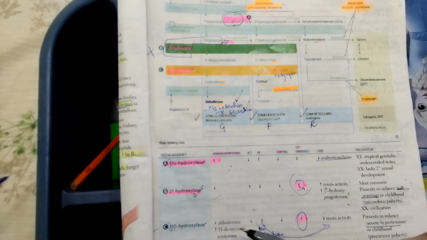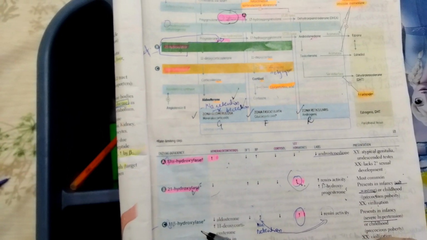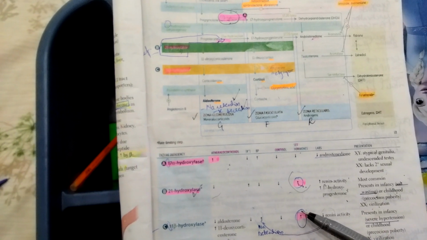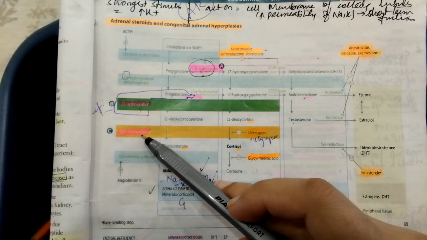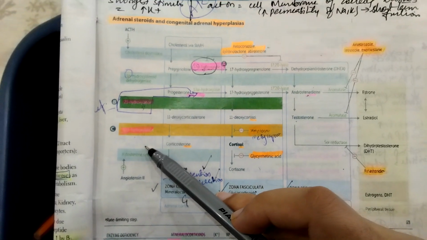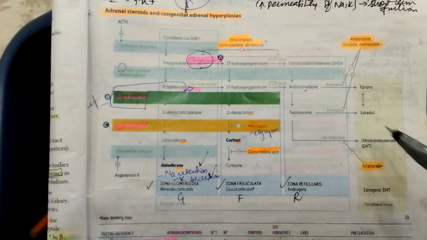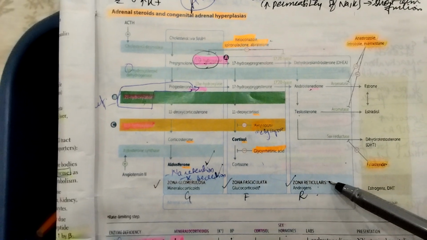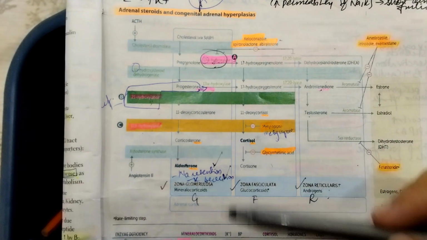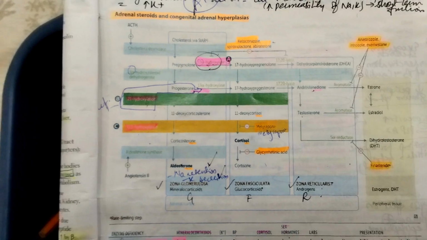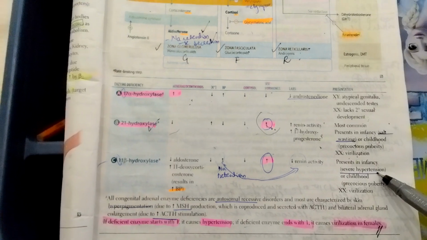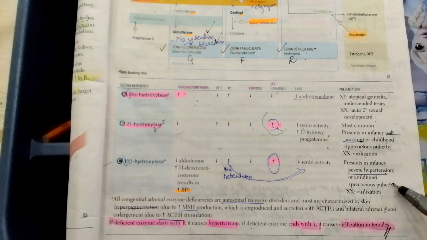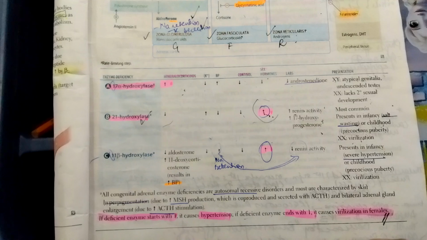So the next enzyme is 11 beta hydroxylase. In this also only the sex hormones will be increased, all others will be decreased. How? Look at this. This 11 beta hydroxylase would be inhibited, so that would lead to only the formation of androgens, which would be increased in number, while all the other lines would be decreased, right? Just like this. It presents in infancy with severe hypertension, right? And then in childhood, there would be precocious puberty.